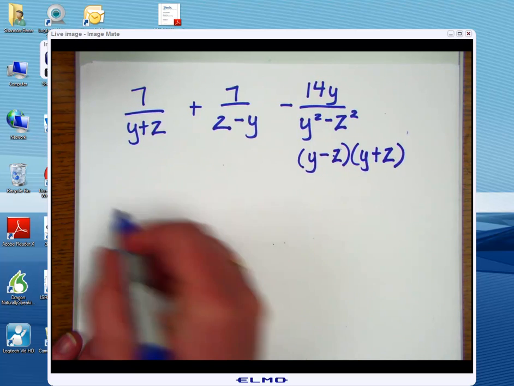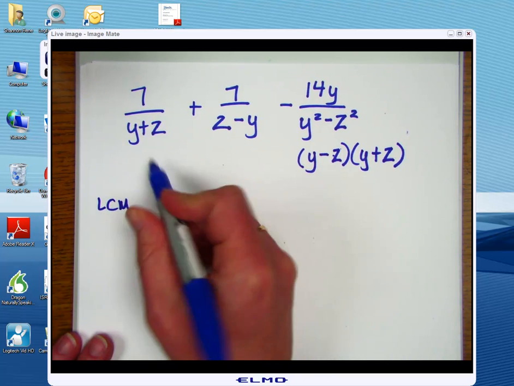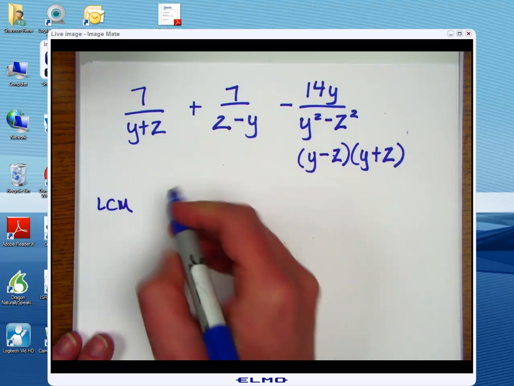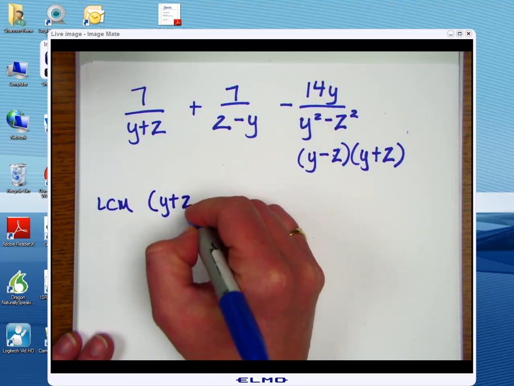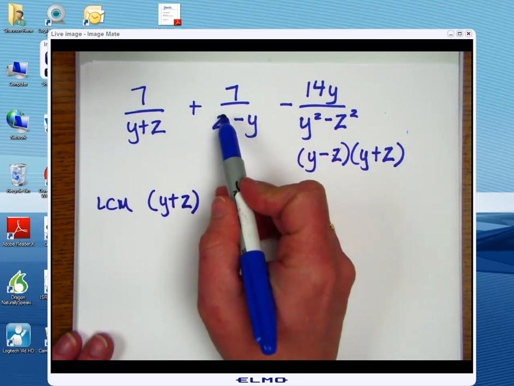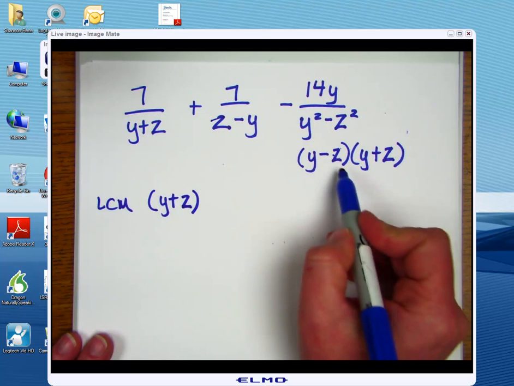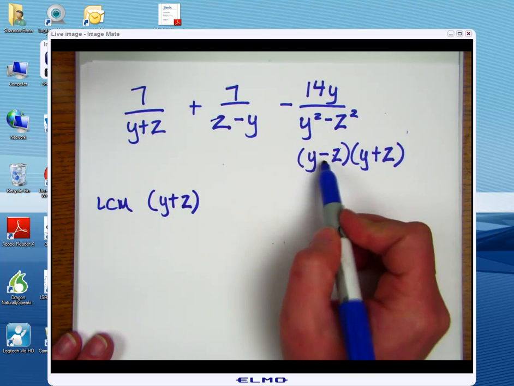Okay, and now we look for the least common multiple. Well, we have a y plus z, we have a y plus z, so that needs to be in there. And now look at this one. This is z minus y. It's not y minus z, so we need to make it look like this.